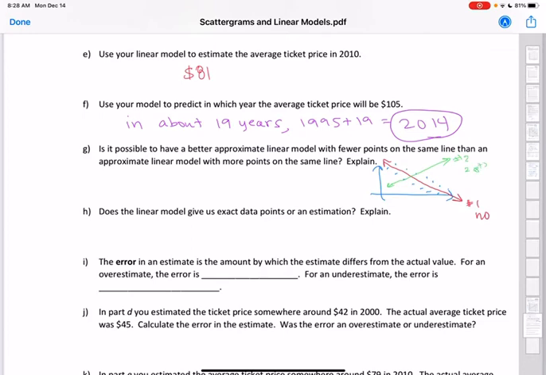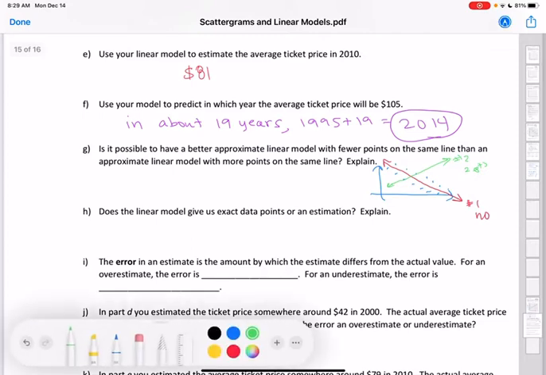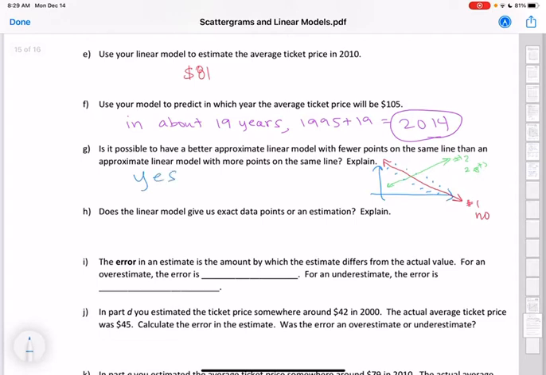So the question asks, is it possible to have a better model with fewer points than a model with more points? So I would say that my number 1 that went through no points was a better model than the second one, right? That second one, I went way off. All right, so we will say, yes, definitely possible. I'm also just going to write that we just want to go with the trend here.